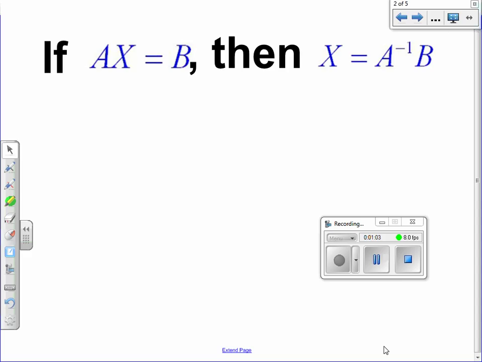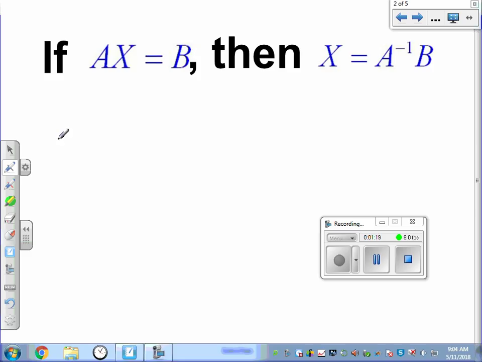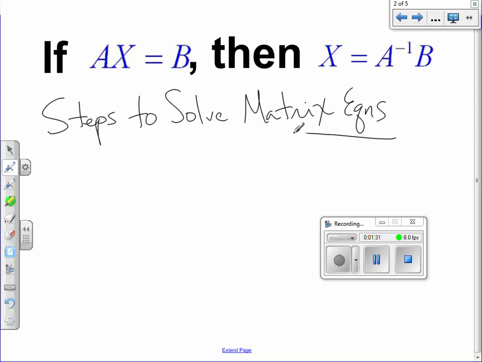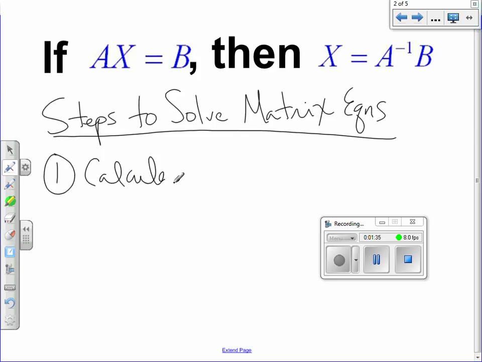So being able to solve a matrix equation means your A has to have an inverse. If it doesn't have an inverse, you're just going to write no solution and move on. If it does have an inverse, then we're going to move to this formula. So let's write down some steps. Steps to solve a matrix equation. Step 1, calculate A inverse if it exists.